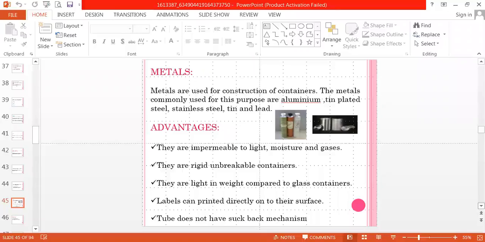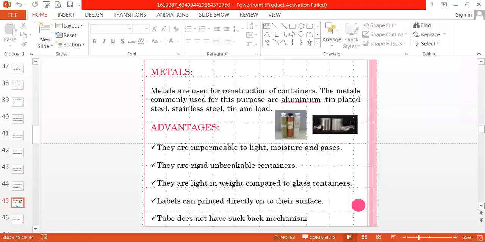The first advantage is that they do not permit any kind of gas, vapor, moisture as well as light from outside to the inside of the container, and from inside the container they will not allow gases or any kind of vapor to pass. Metal containers are very rigid in nature, very tough, and they are unbreakable compared to plastics as well as compared to glass.